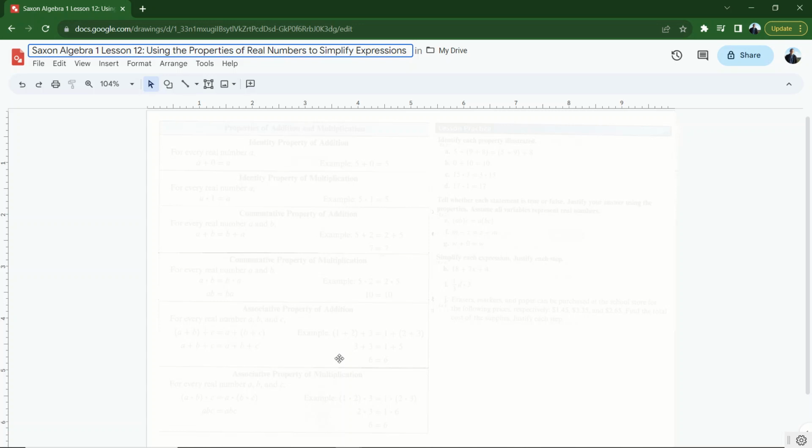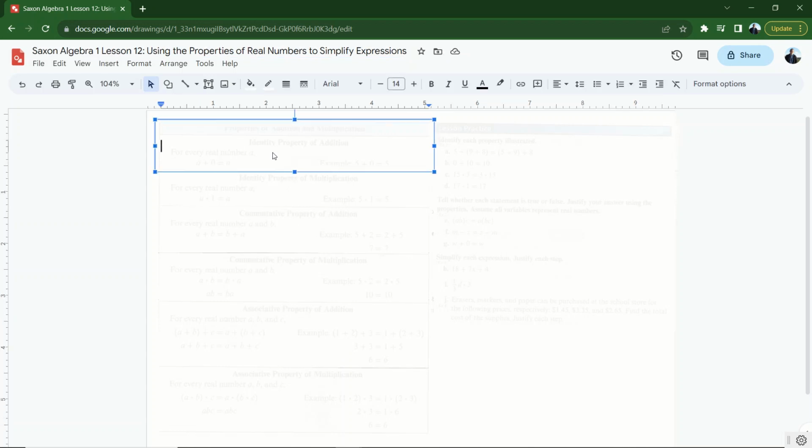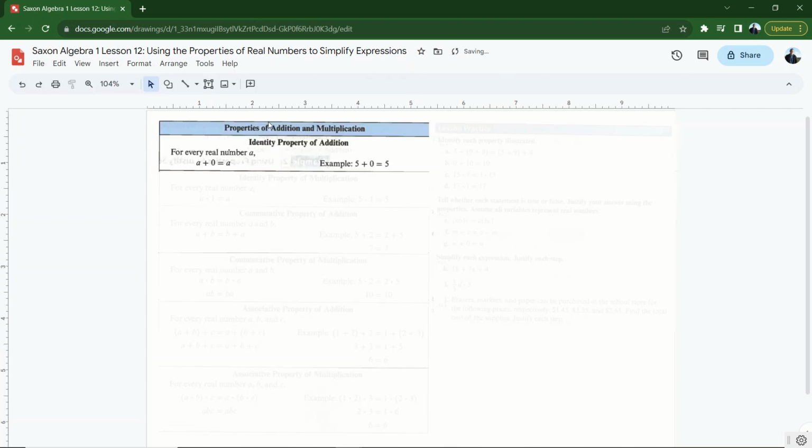But we're going to find out that there's some more properties. Most of these are actually really easy for us to deal with, and we're going to use them to simplify expressions. So what are the properties that we have to work with? Well, first of all, we have the identity property of addition. For every real number a, if we add 0 to that number, it's the same number.